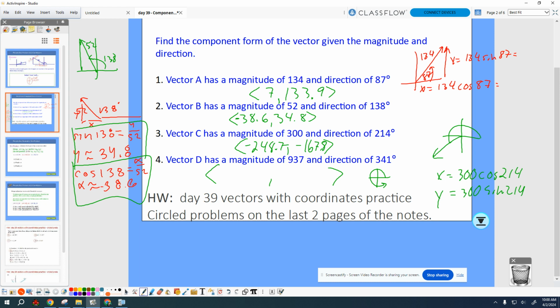He's plugged in for, so let's find y, it's 937 sine 341. And what'd you get? Negative 305. And the x? It's just 937 cosine 341. And what was the value? 885.9.